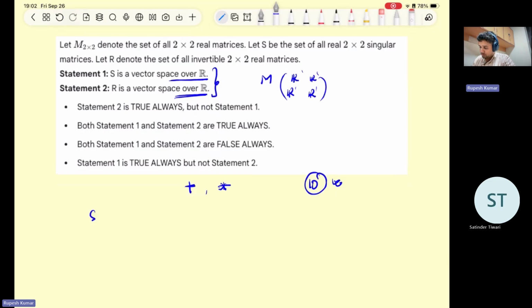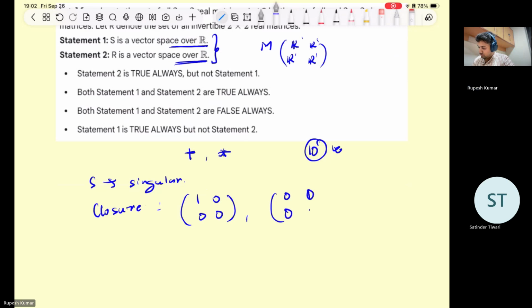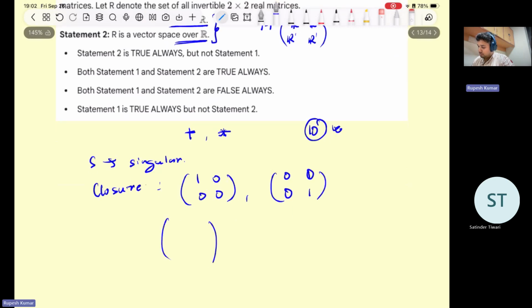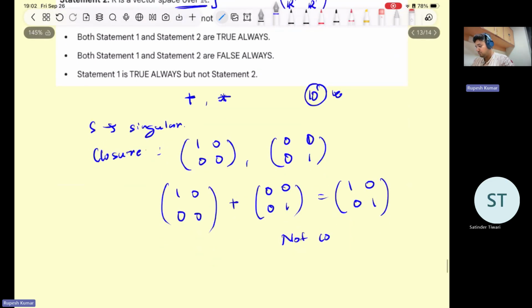So the first set S is essentially singular matrices, right? Let's check the closure property. Let's say we have a matrix that is singular, that looks like this, and then another matrix that looks like this. Both are singular. When you add them up, the result should also be a singular matrix, but you see the summation is not a singular matrix. So it's not closed under addition. So it's not a vector space.